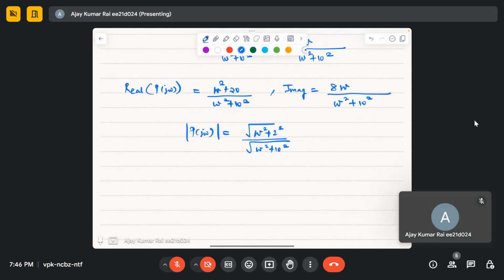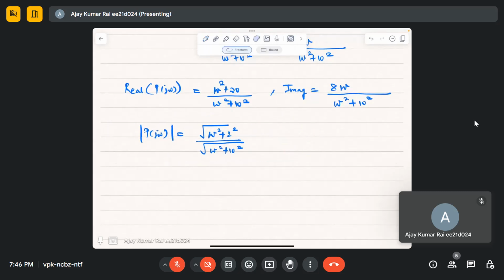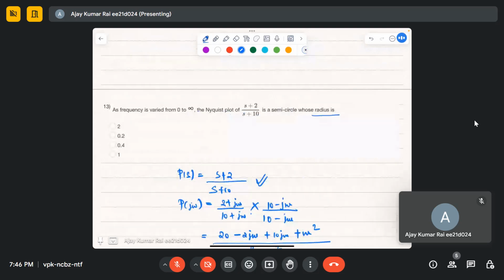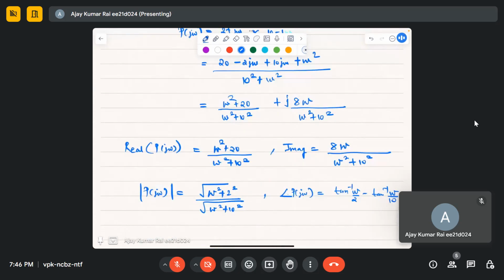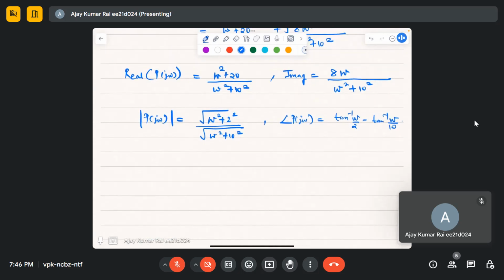And the phase is omega by 2 minus tan inverse of omega by 10. Okay, this is the phase. I think I'm writing it correctly. Correct.